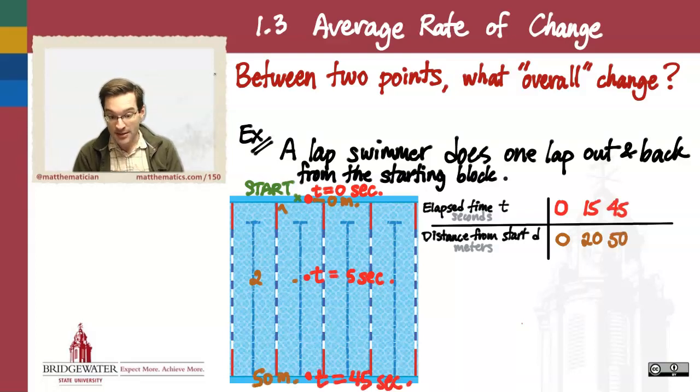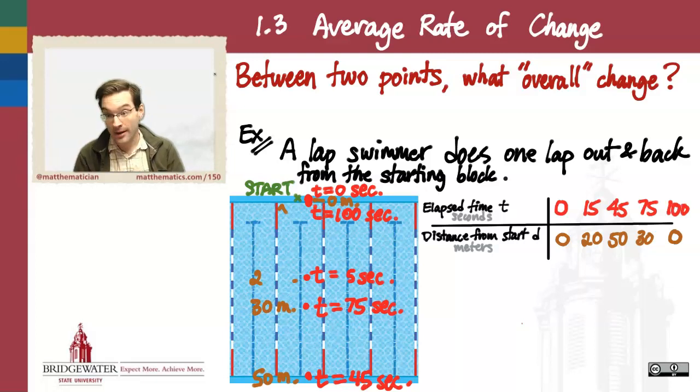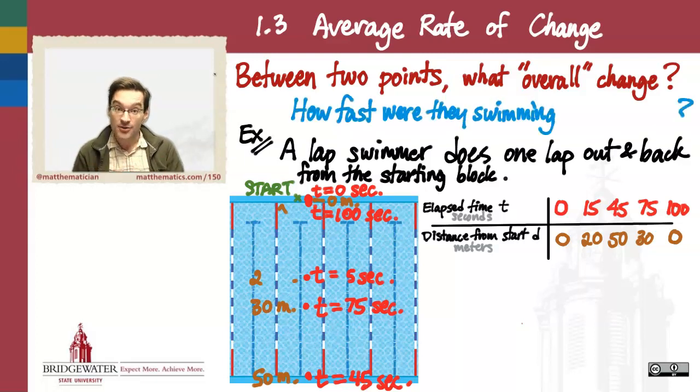And 45 seconds later, I've covered 50 meters, so I've made it all the way to the opposite end of the pool. At the 75-second mark, maybe I'm back at 30 meters from the starting block, and maybe at 100 seconds, I'm back where I started from. So I've done my lap in 1 minute and 40 seconds. I can't swim that fast. Maybe you can. So here I have a relationship, and I can ask the question, how fast was I swimming?